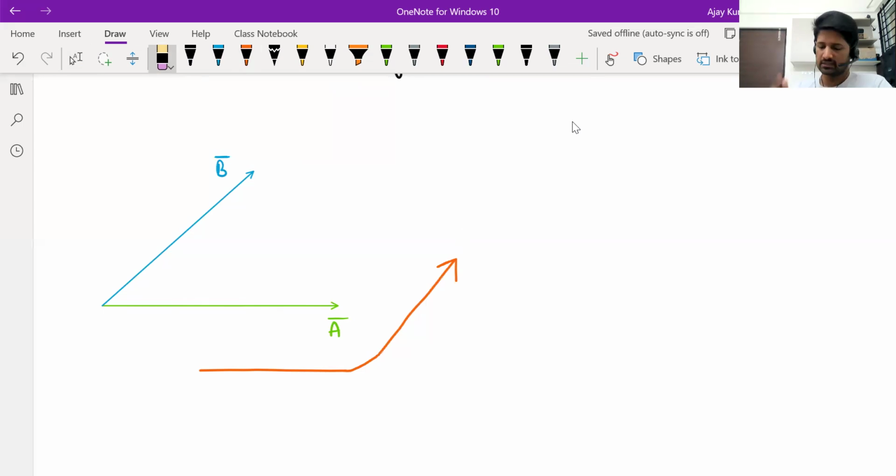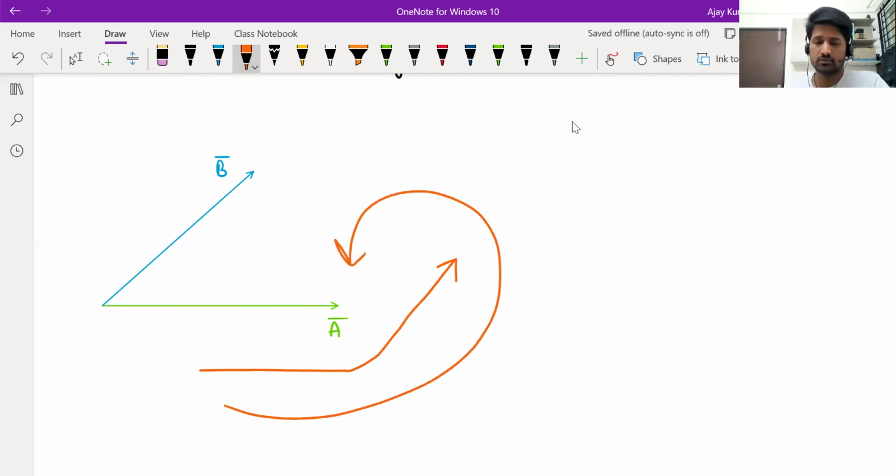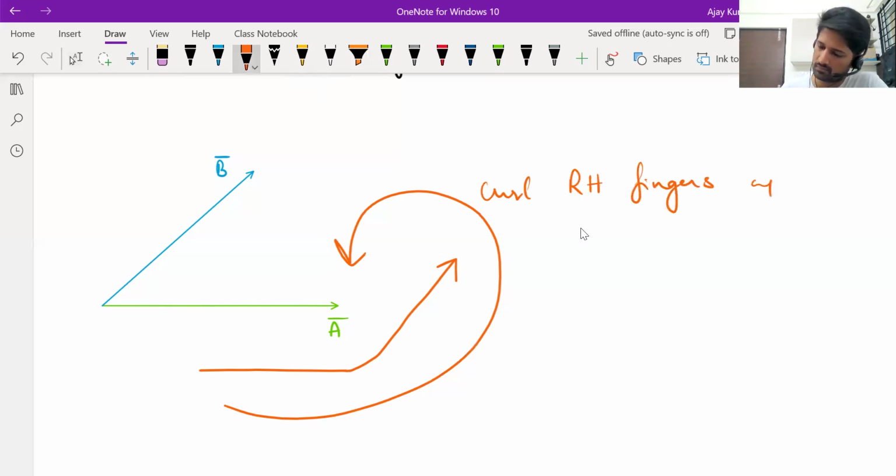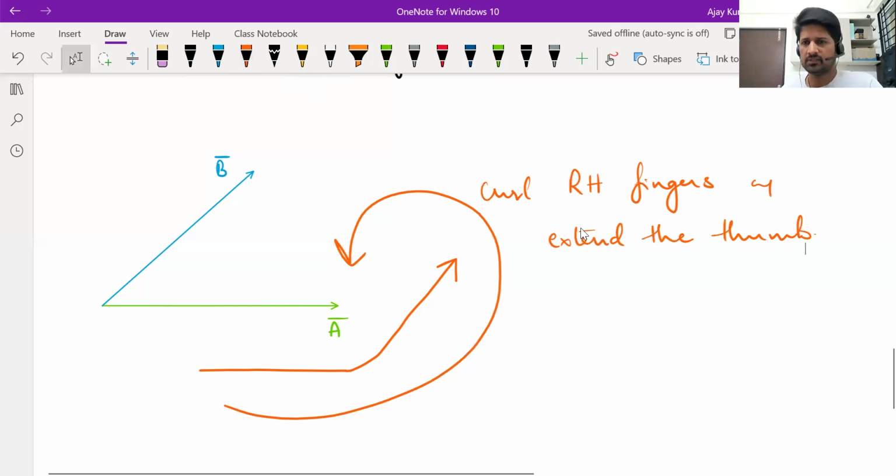Now I want you all to do this. Take your right hand fingers and curl them like this. Use only right hand fingers, curl them this way, and then stick your thumb out. Which way is the thumb pointing? Outside the screen. Pawan, what do you say? Which way is your thumb pointing? Up. Up means out of the screen. Aishwarya, are you also getting the same?